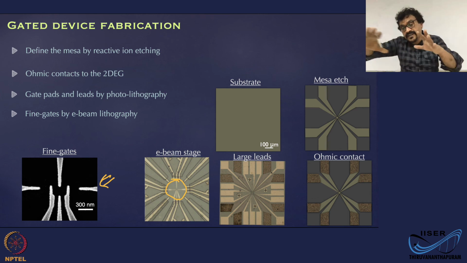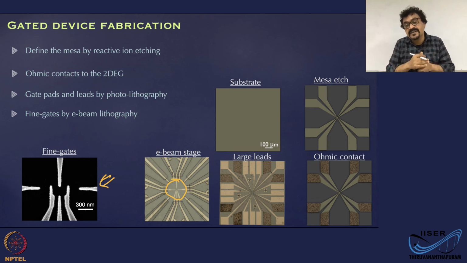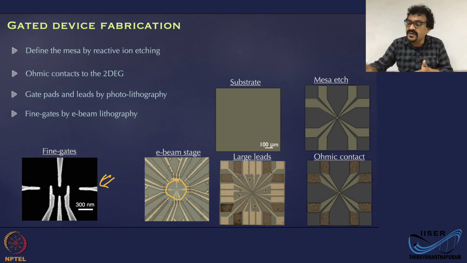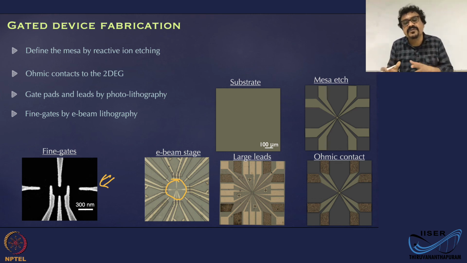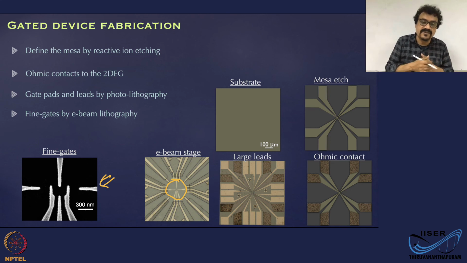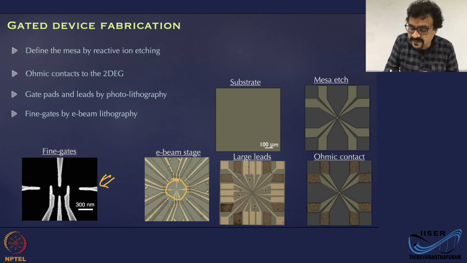So you finish all the large scale structures by photolithography and associated processes such as metallization or etching. So you have an etching stage, and the rest of them are metallization stages, then there are annealing stages in the middle. Then you transfer the wafer from the photolithography process flow to electron beam lithography. Here, using electron beam lithography, you define the really fine gates, which are a few tens of nanometers, like 30 to 40 nanometers. The 300 nanometer scale is here.